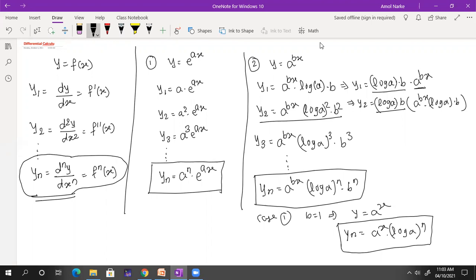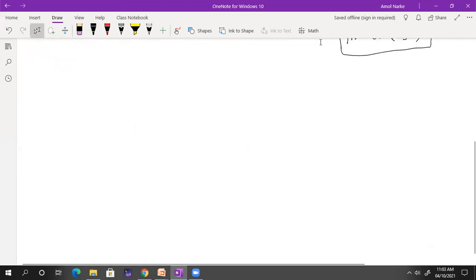Done it? Yes, sir. Okay. So the next important and standard formula. I'm going to solve one here, and I'm going to give you the same part as homework. So let's take the third one. You can write down third.